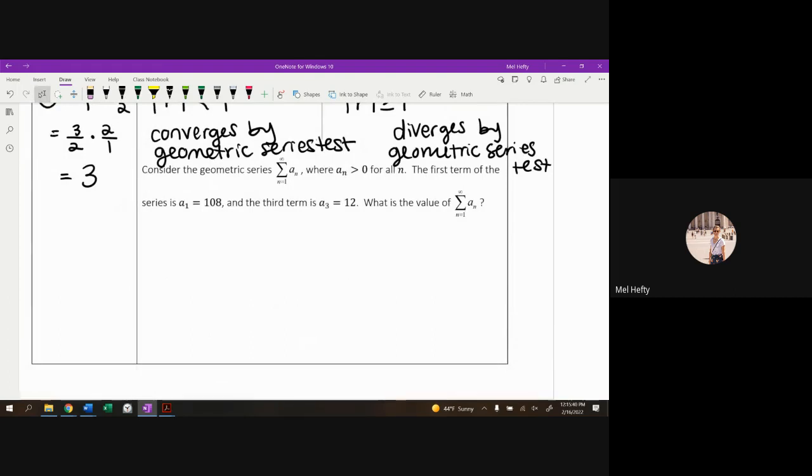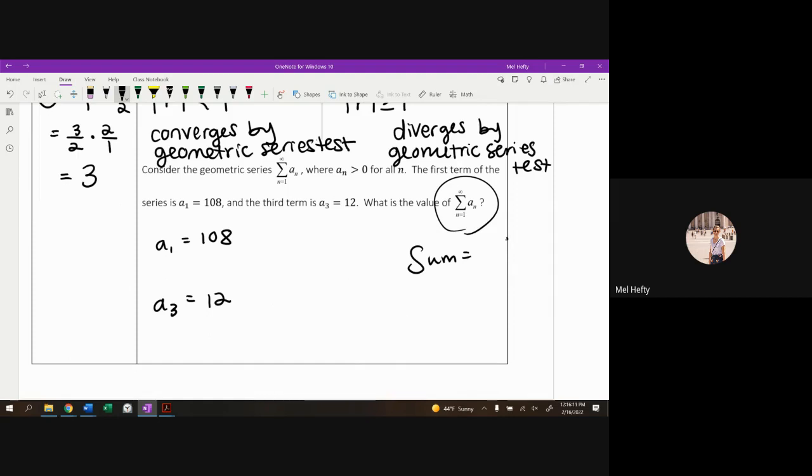So we've got a geometric series. We know that the terms are all positive. So we are given the information that our ratio is not negative. We're not alternating signs here. We know all of our stuff is positive. They've told us the first term is 108. The third term is 12. I want to know the value of this. When they say the value of this, they're saying, what's the sum of this series?